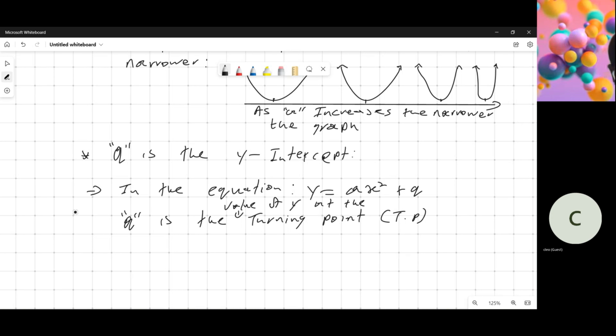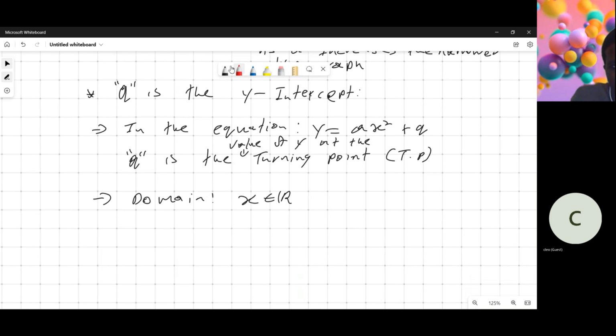After we discuss the turning point, what else we need to talk about? The range and domain. Let's start with the domain. Our domain of a quadratic function, the input values, as you can see, the graph is moving left and right. The domain is x is an element of real numbers. And then our range of a quadratic function will depend on the value of a.